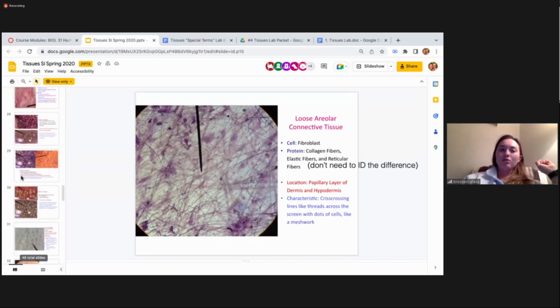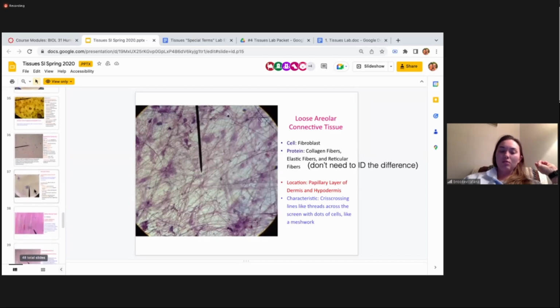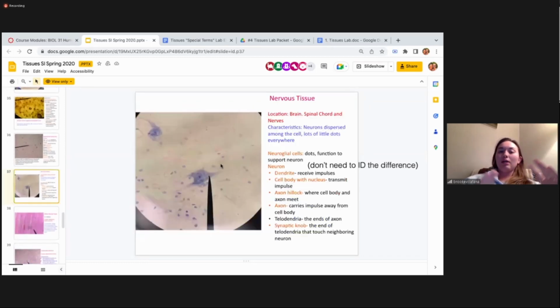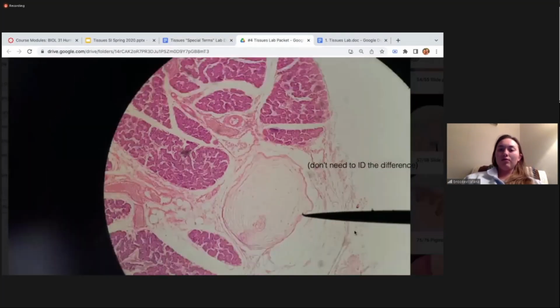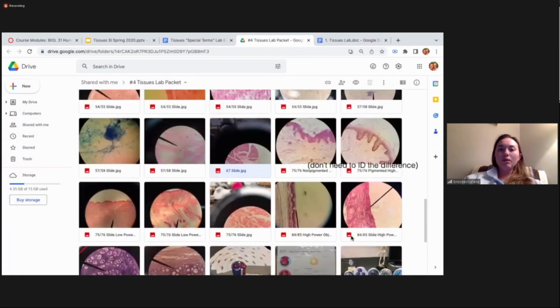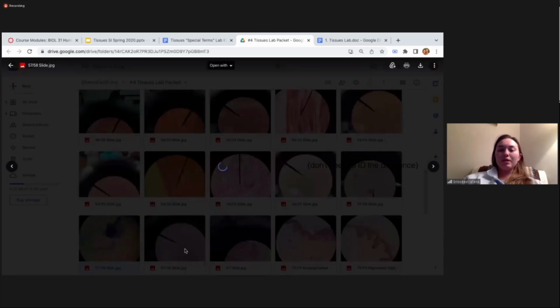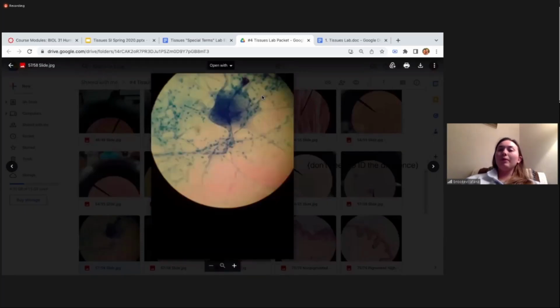Versus if we go over to the nervous tissue, it's just, here's the neuron, here's the little glial cells. If I pull up another example of nervous tissue, this is another example that looks probably a little more like our loose areolar, but the thing about it that's distinctive with nervous tissue is it's not consistent.